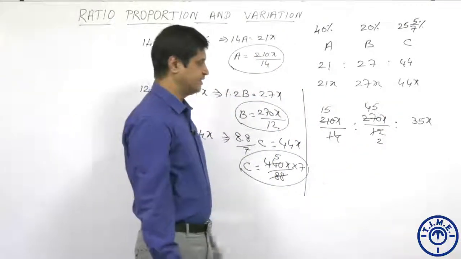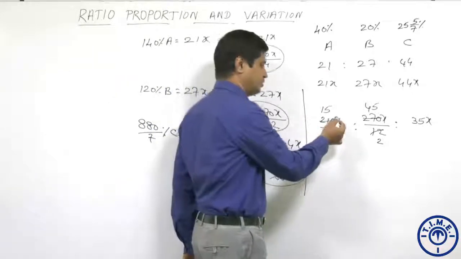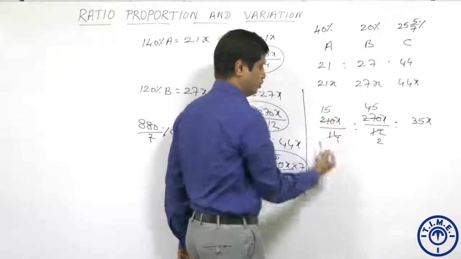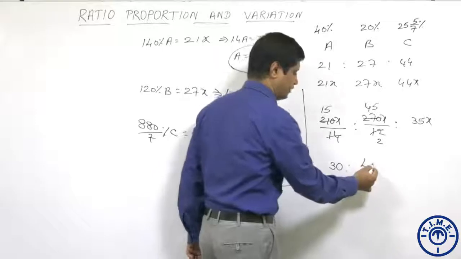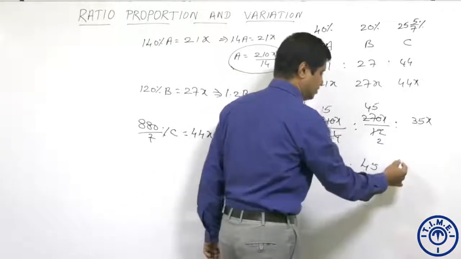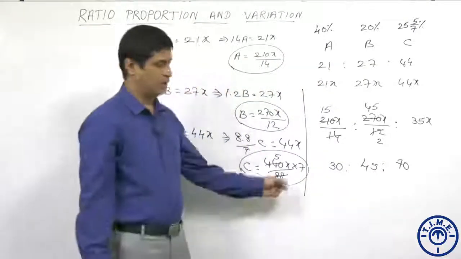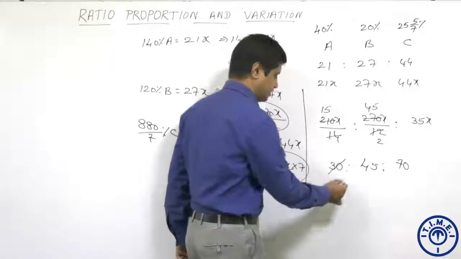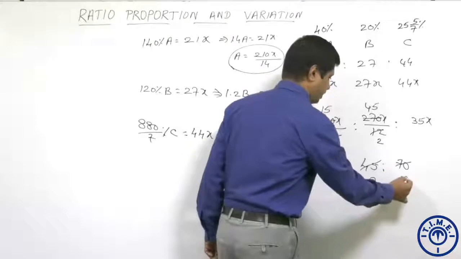Now what is the LCM? 2 is the LCM. In all three parts we have x, so x gets cancelled. With LCM 2, 2 into 15 is 30, 45, and 2 into 35 is 70. The ratio should be in the simplest form of the original values. All these numbers are multiples of 5, so we can divide by 5: 6 times 5, 9 times 5, 14 times 5.